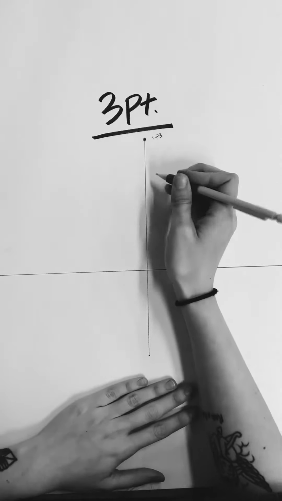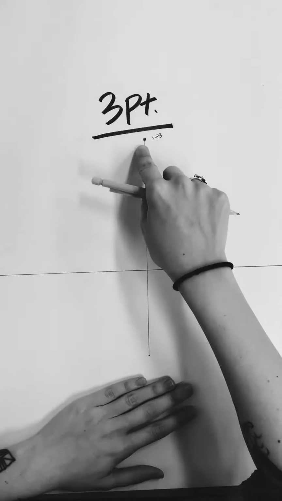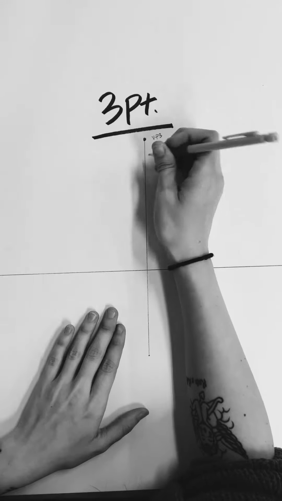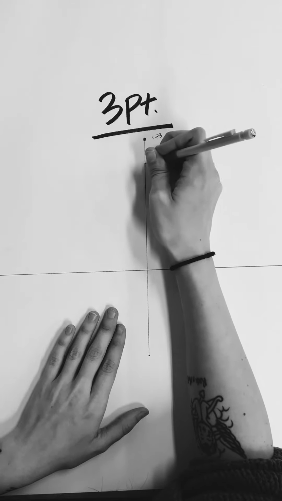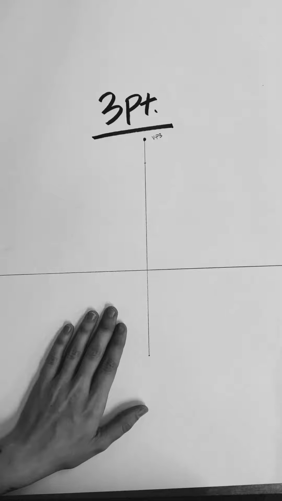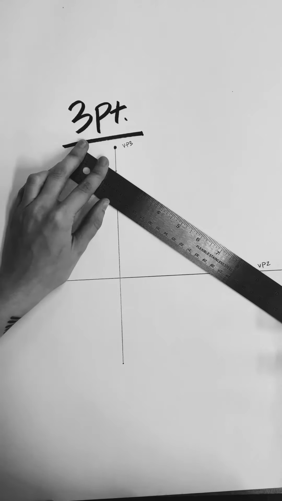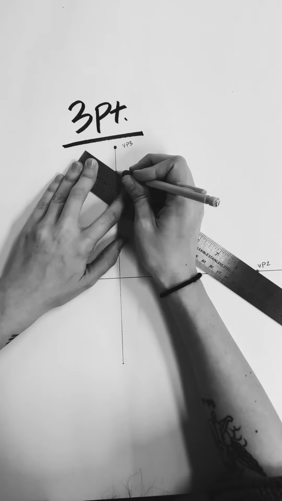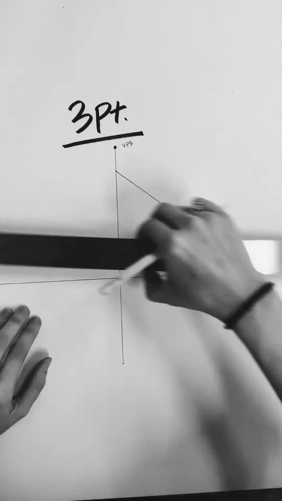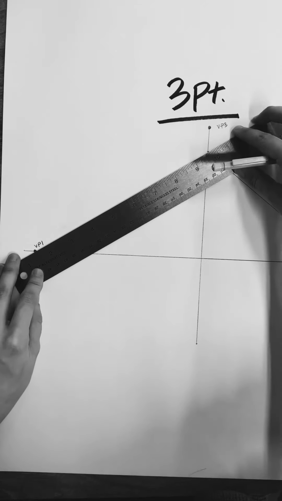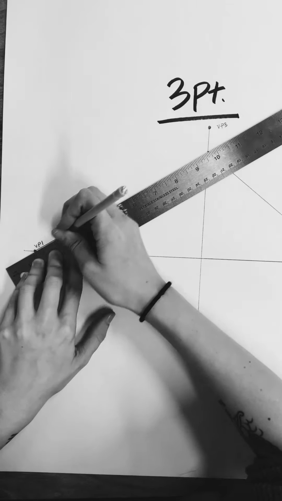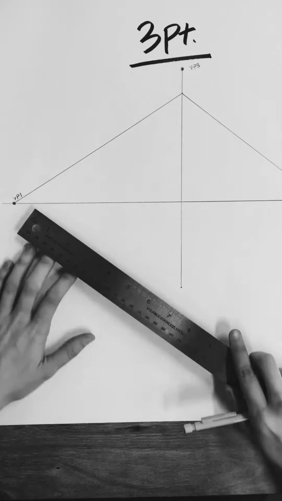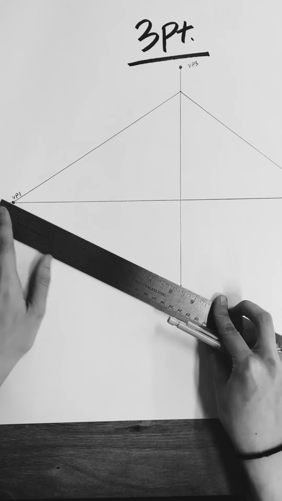I am going to decide where it cuts off, because if it stays going to the vanishing point, it is just going off into space, and we need to establish where it ends. So I'm just going to decide where I want it to end and make a little mark for myself. So now I'm going to connect from that mark to both vanishing points. And then we'll connect the bottom to both vanishing points.